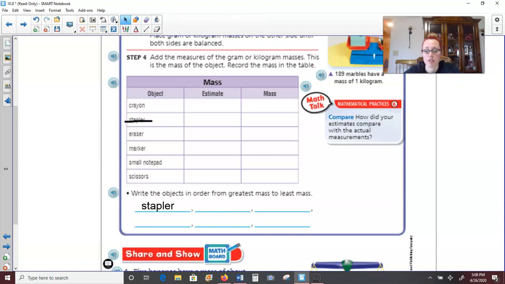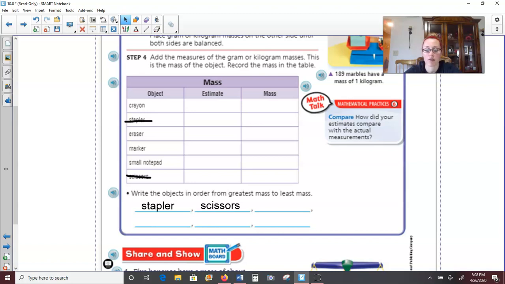Well, it depends if you're talking about kid scissors or adult scissors, but I think I'm going to go with the scissors next, because scissors are typically made of metal, especially adult scissors. They're kind of big, so they would typically be heavier than these other items that I see. And again, we're just guessing because we don't have the correct tools to really measure the mass of these items and be sure. So we've got a crayon, eraser, a marker, and a notepad.